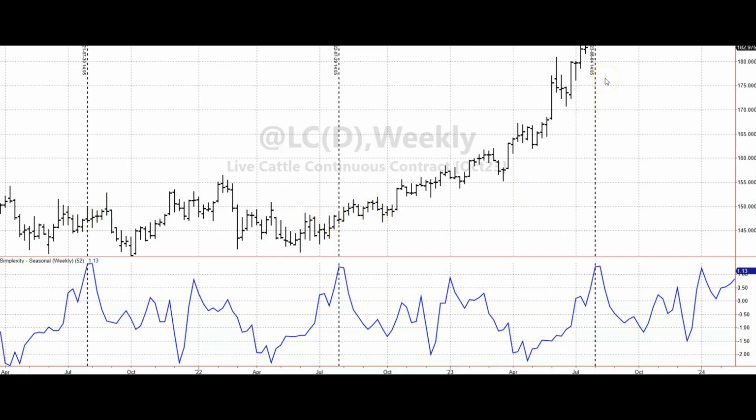Where is August going to be this year? Well, we don't know. But what we do know is that live cattle has been in a very long bull run. This is dating back pretty much a year ago that this bull market started. Now, bull markets tend not to just reverse on a dime just because seasonals say so, but we're going to keep a watch on it anyways.